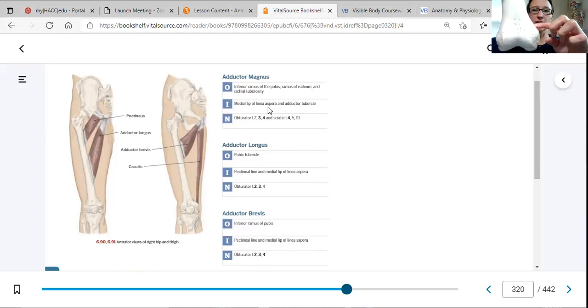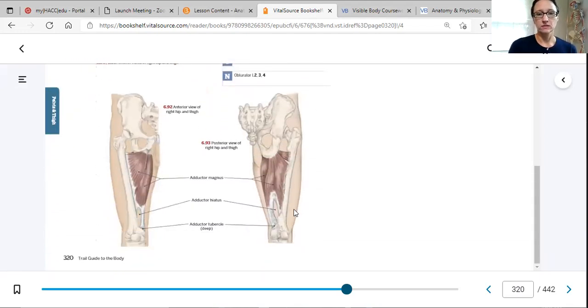It's a little bit raised and roughened, okay? And I know the light's shining on it and it's hard to see. That's the adductor tubercle, of course. So we have medial lip of the linea aspera and adductor tubercle. And it's because of that adductor hiatus. So you can see medial lip of the linea aspera here. And then it skips and then inserts on the adductor tubercle.